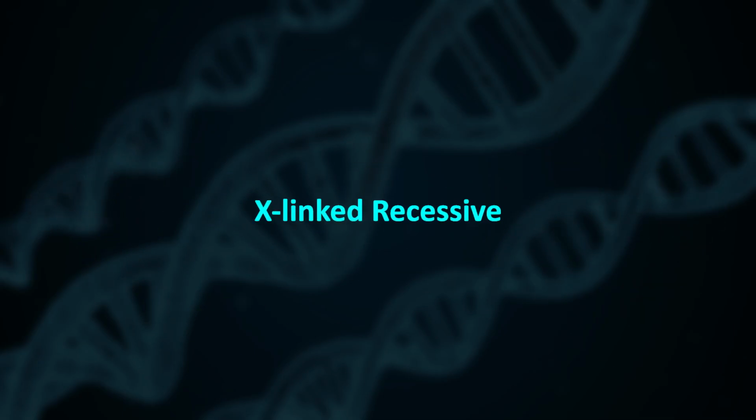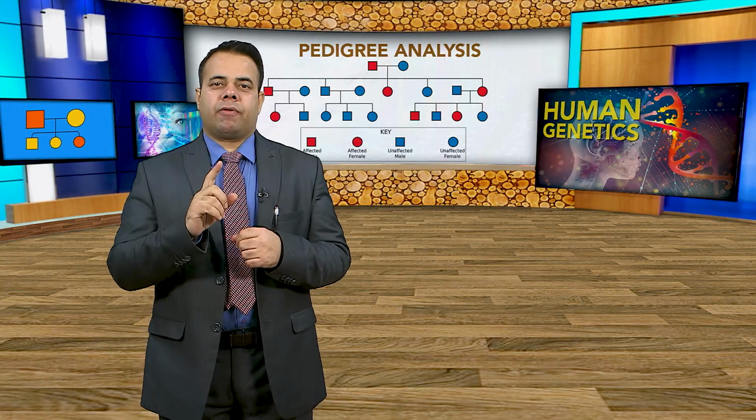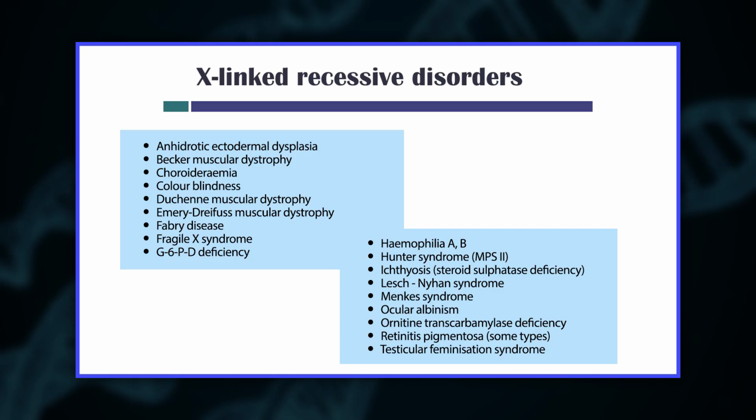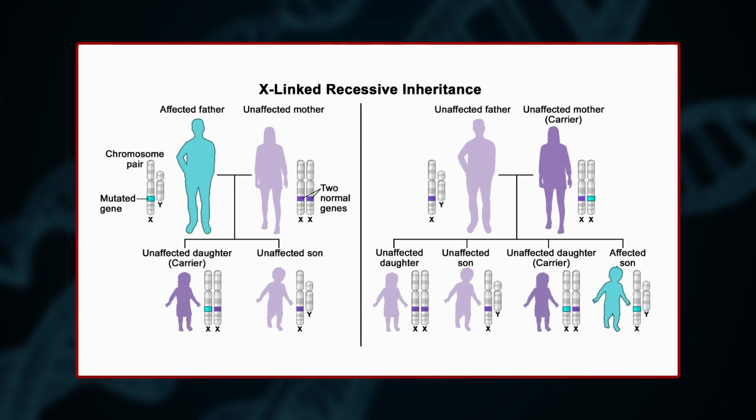Dear students, let's now understand X-linked recessive. Because males have only one X chromosome, which comes from their mothers, any male that inherits an X-linked recessive disease allele will be affected by it. Therefore, in X-linked recessive modes of inheritance, males tend to be affected more frequently than females in a population.